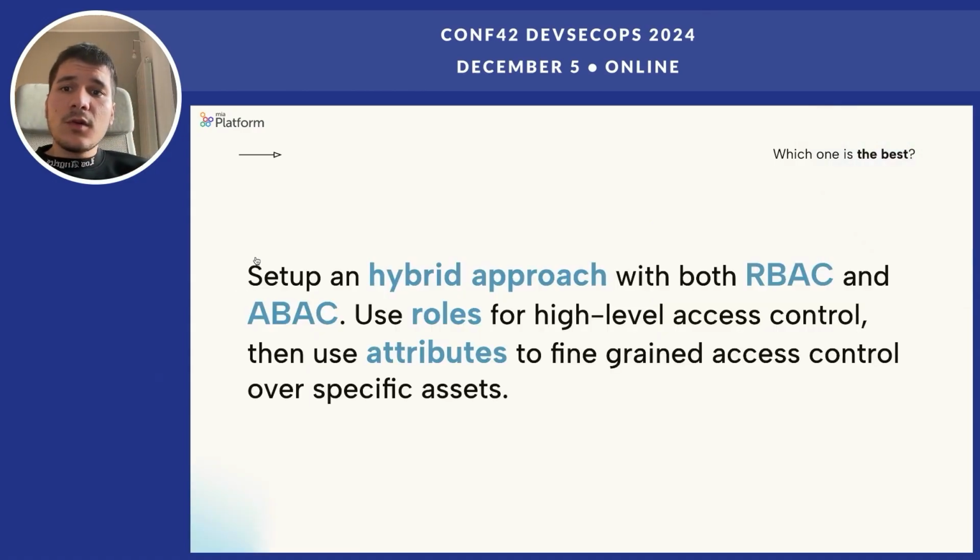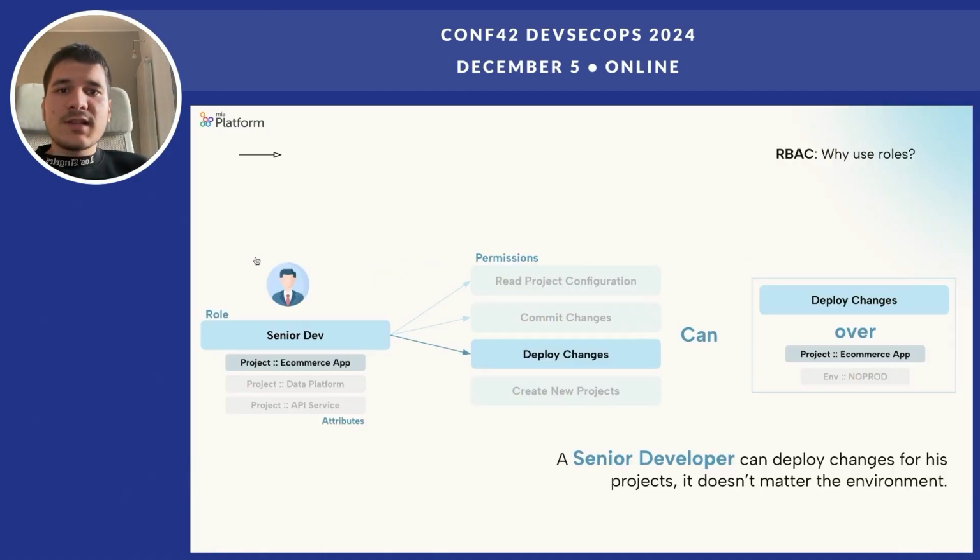The ideal solution could be to use a hybrid approach, using roles for high-level access control and then using attributes for more granular management of access to specific assets. Let's look at some examples of this hybrid strategy. Suppose our users have roles and corresponding permissions as described in the previous example. And we have also assigned them attributes like the environments, which describe the environments they are allowed to work on, and the project, which is the list of projects they work on.